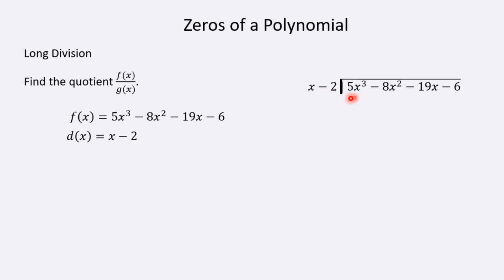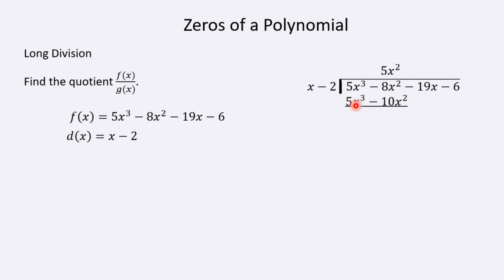So here we've set up the long division, and the first thing we want to do is divide 5x cubed by x. 5x to the third divided by x is 5x to the second. So I put that first term of the quotient up here, and then I'm going to multiply that term by the binomial x minus 2. So 5x squared times x will give me 5x to the third power, and 5x squared times negative 2 will give me negative 10x squared.